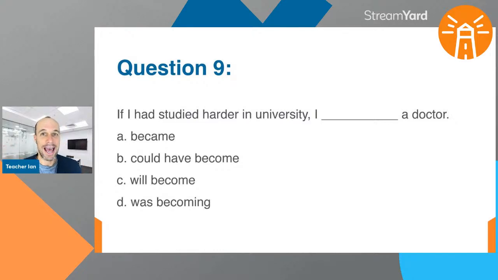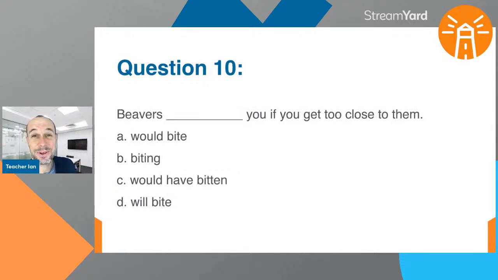I could have become a doctor. So not I will become, because it's not possible to go back in time and study in university. Correct answer is B. I could have become a doctor, but I didn't, so it's not possible. All right, last one.